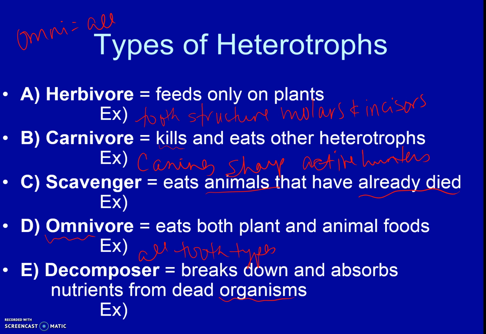Now, when you're trying to figure out what type of heterotroph you're looking at, you are not necessarily going to look strictly at behavior. We are talking about structure here. So if you have a person, for example, who is a vegan or vegetarian, they are still considered to be omnivores because of their structure, not their behavior.